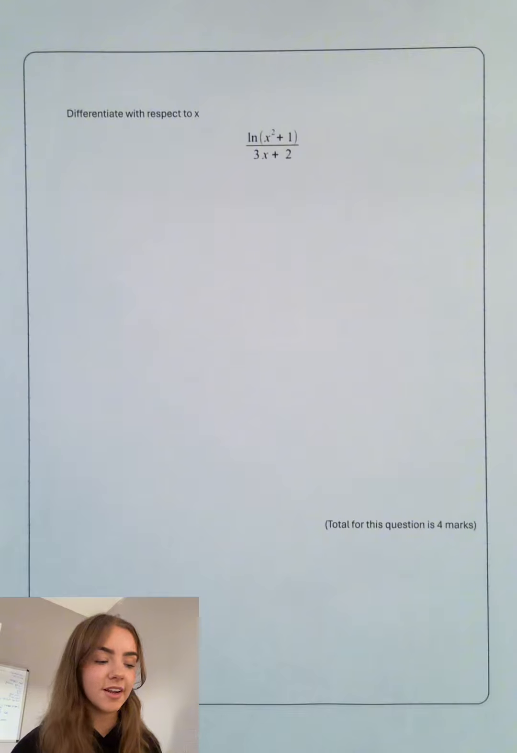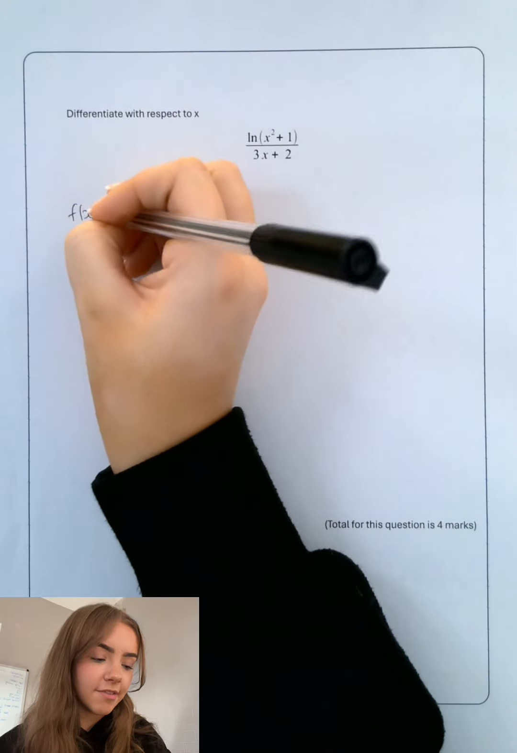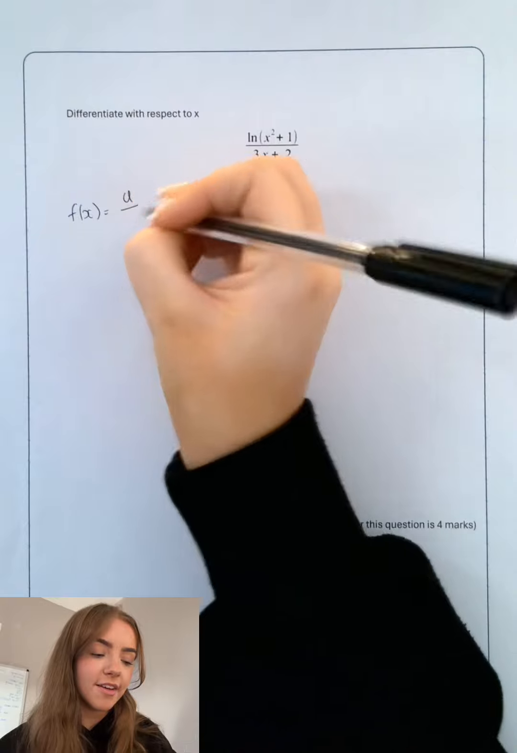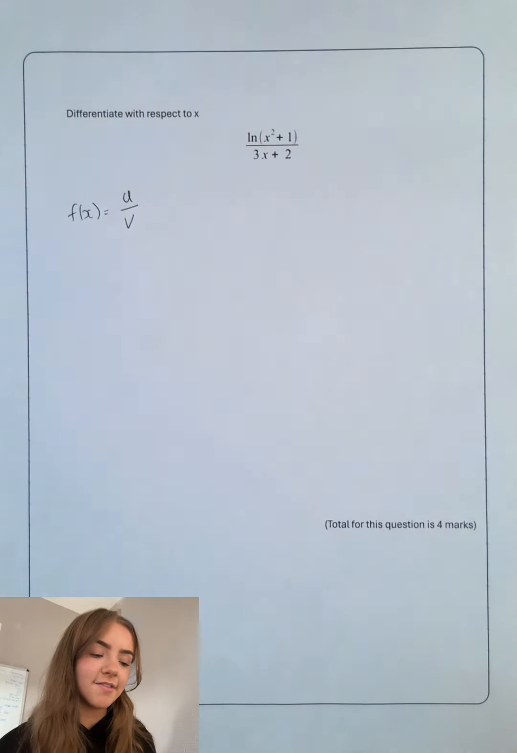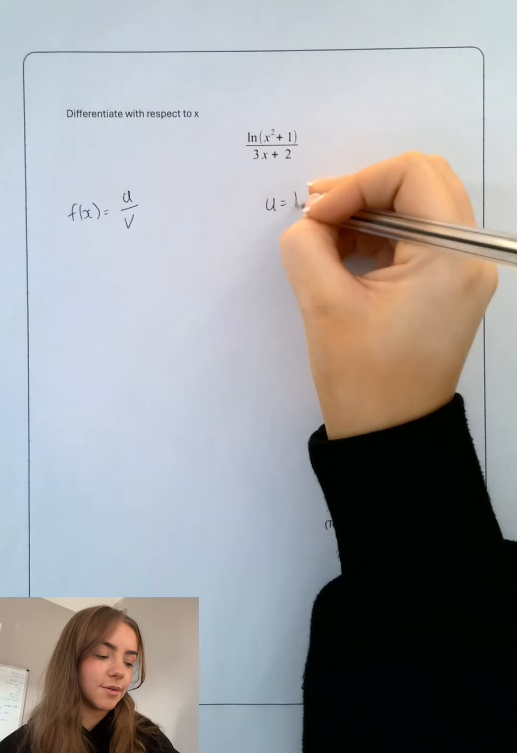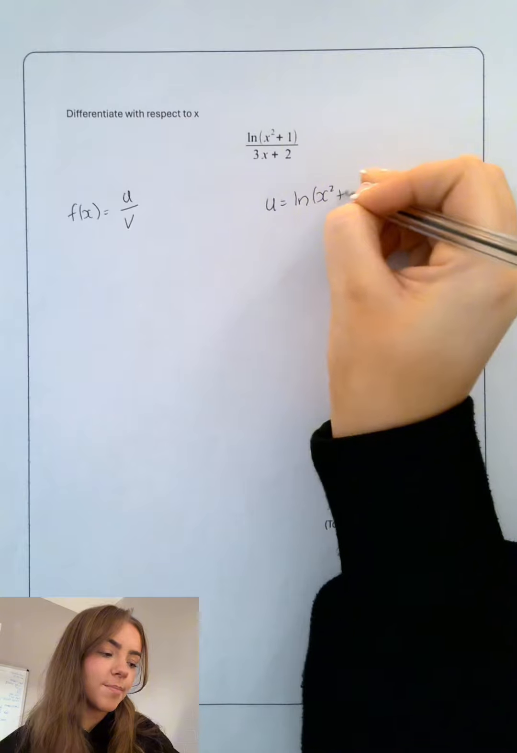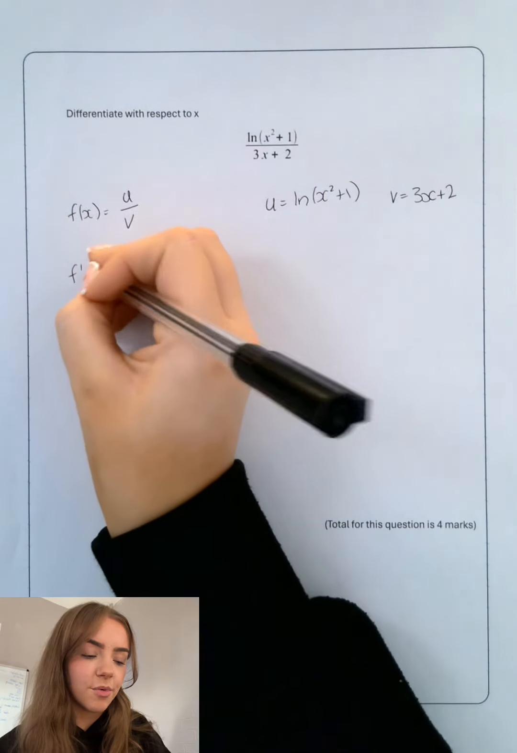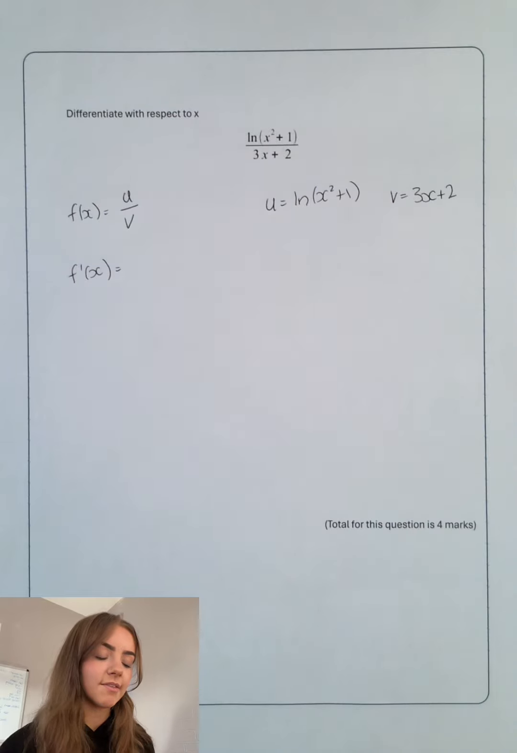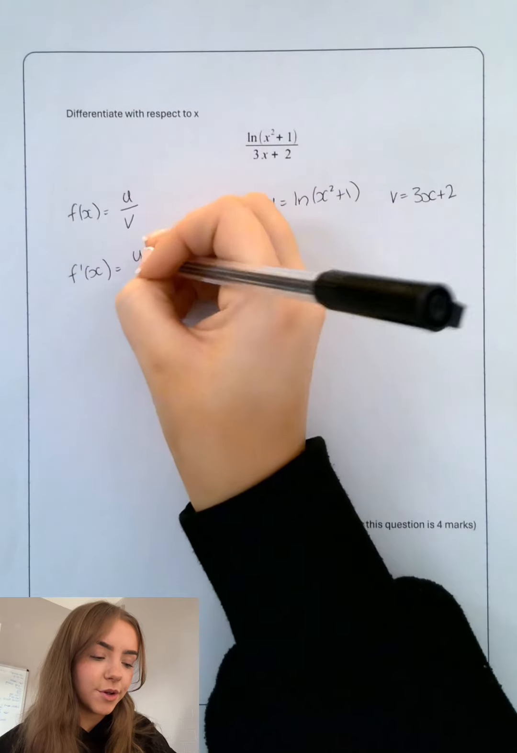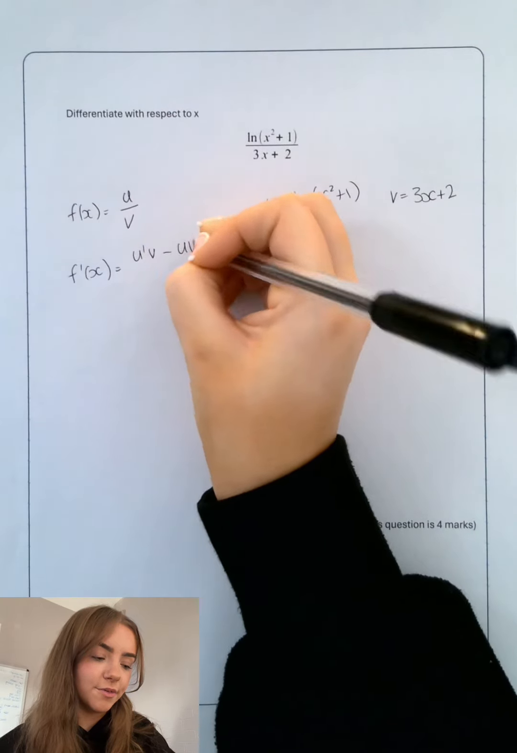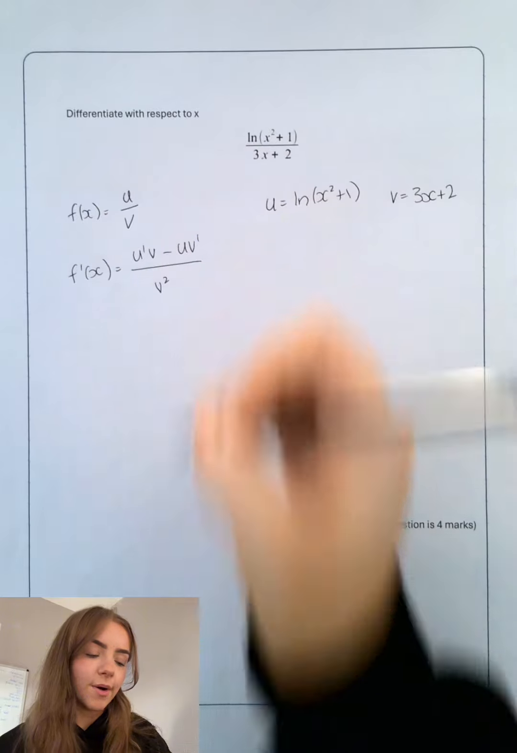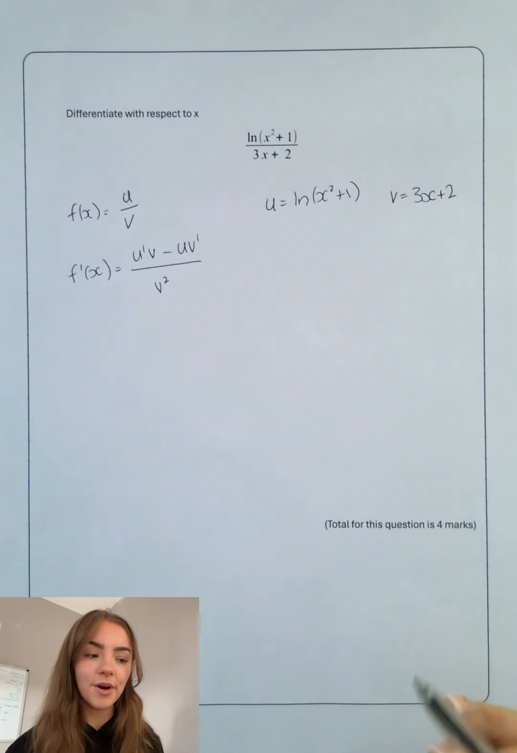Since our expression is a fraction, we can use the quotient rule. Let's start by saying that our function f of x is equal to our numerator u divided by our denominator v, where in this case u is equal to ln of (x squared plus 1) and v is equal to 3x plus 2. When we differentiate using the quotient rule, the gradient function of f of x will be equal to u dash v minus u v dash over v squared, where the dash just symbolises the gradient function of that term.